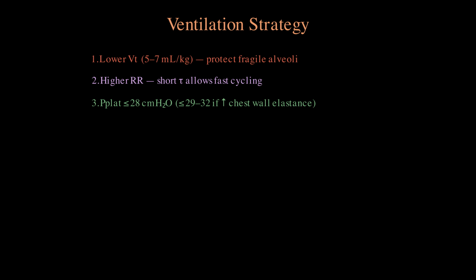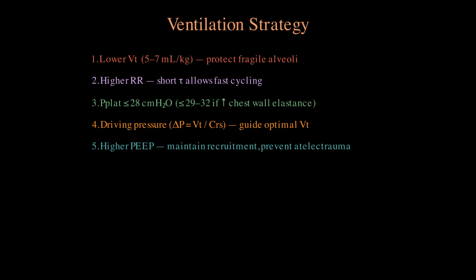Third, keep the plateau pressure at or below 28 centimeters of water. In children with increased chest wall elastance, up to 29 to 32 may be acceptable. Fourth, use driving pressure as your guide. Delta P equals tidal volume divided by respiratory system compliance. The driving pressure tells you the mechanical strain on the lung and may be the best single parameter to optimize. Fifth, use higher PEEP to maintain recruitment and prevent cyclic atelectasis.